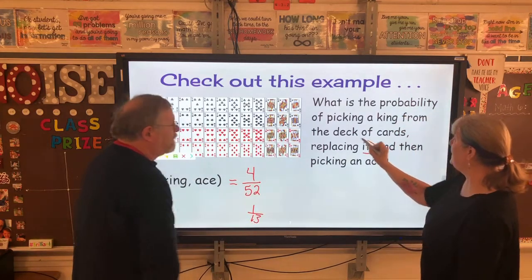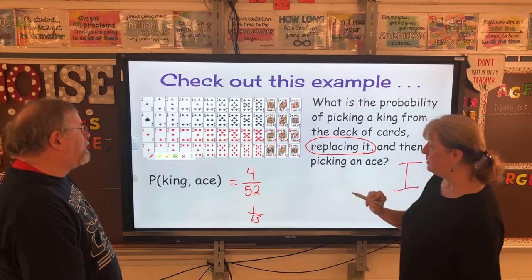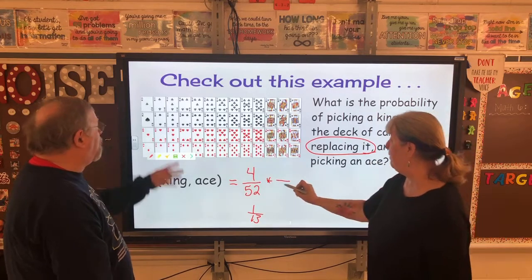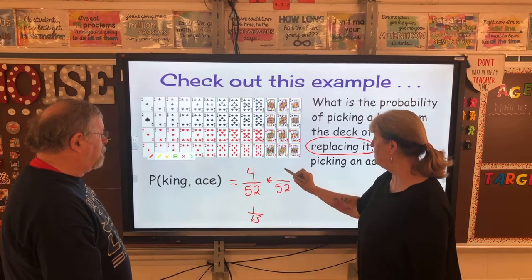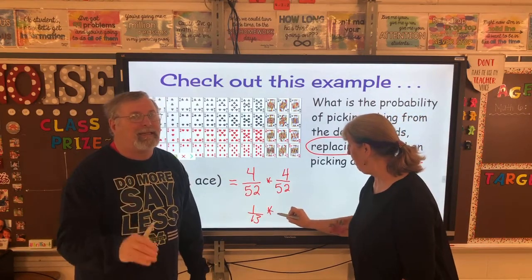Now, are we replacing it or are we putting it back? We're putting it back. So it's independent. Yes, it is. So then we're going to times that by aces. How many aces do we have? Well, there are 4 of them. And notice that denominator didn't change. Why didn't it change? Because this is independent.